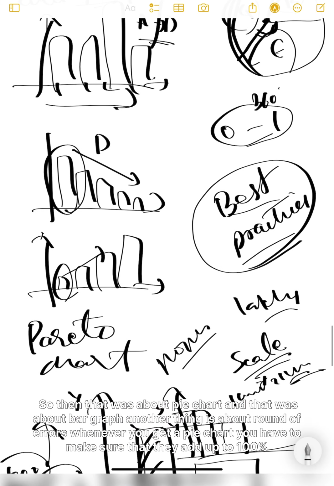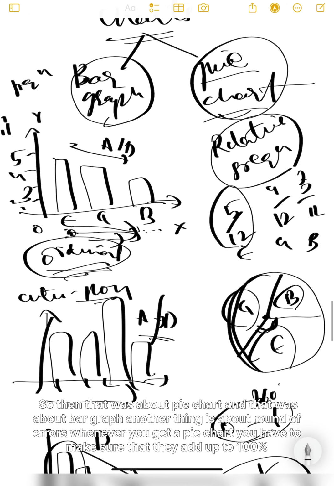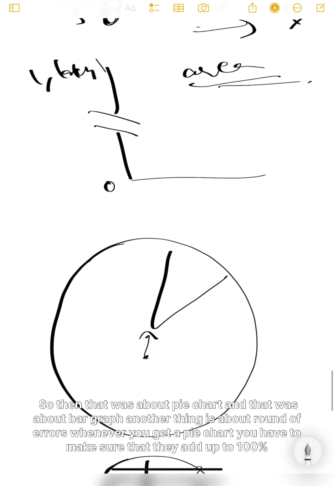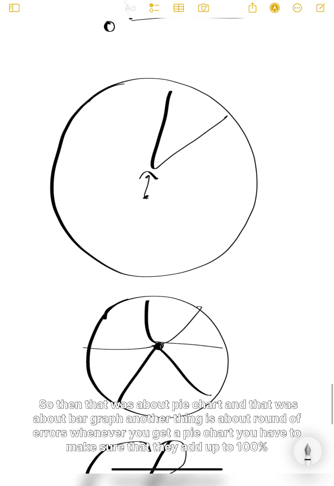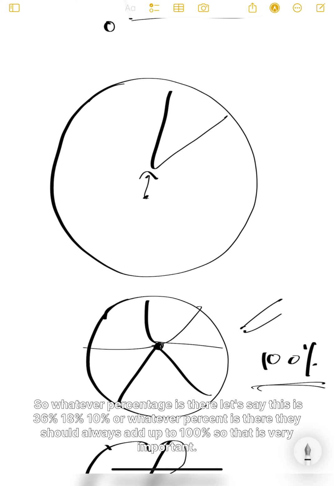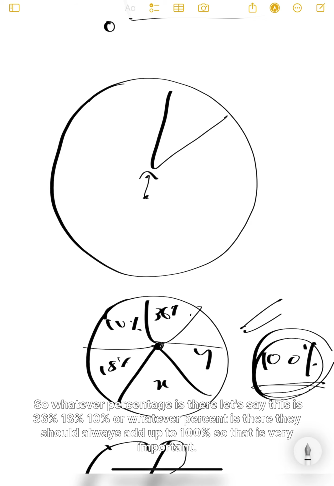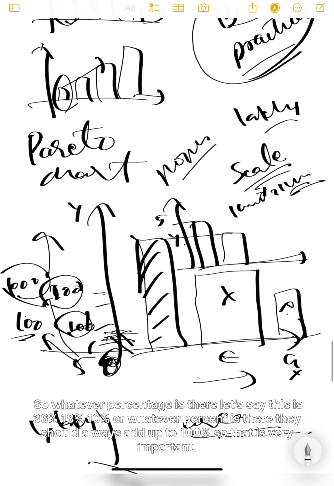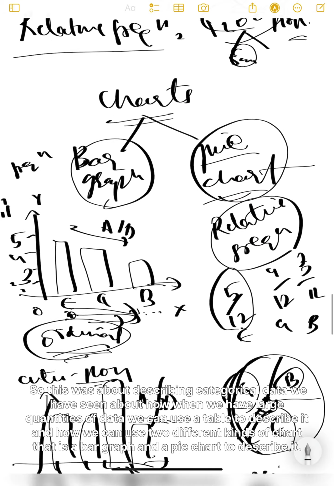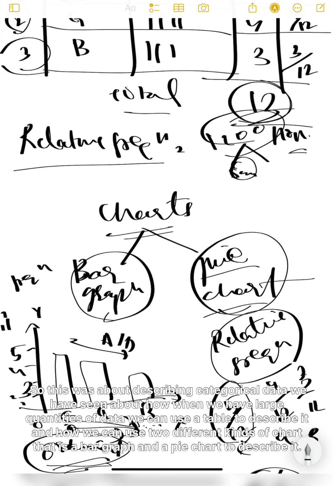So that was about pie chart and that was about bar graph. Another thing is about rounding errors. Whenever you get a pie chart, you have to make sure that the percentages add up to 100%. So whatever percentage is there, let's say this is 36%, 18%, 10%, or whatever percent is there, they should always add up to 100%. So that's very important. So this was about describing categorical data.